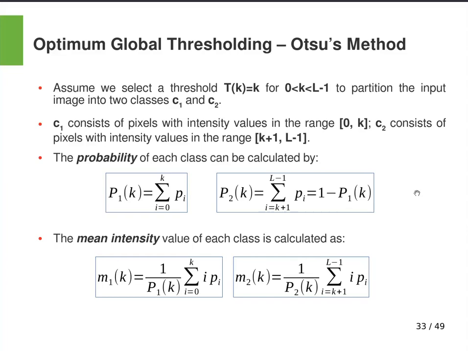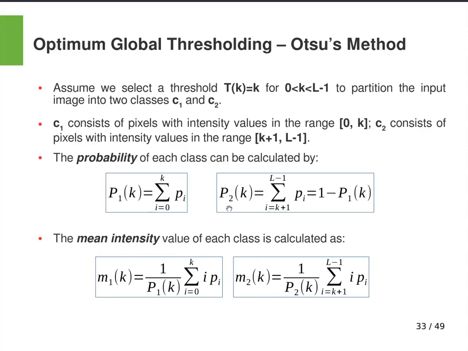So in this segmentation, C1 consists of pixels with intensity values in the range 0 to k, and C2 consists of pixels with intensity values in the range k plus 1 to L minus 1. Now the first thing we need to do is find the probability of each class, which is done by summation. The probability of class 1 is the summation of all the probabilities for intensities from 0 to k. As you can see here, the pixels in class 1 change from 0 to k for the intensity.